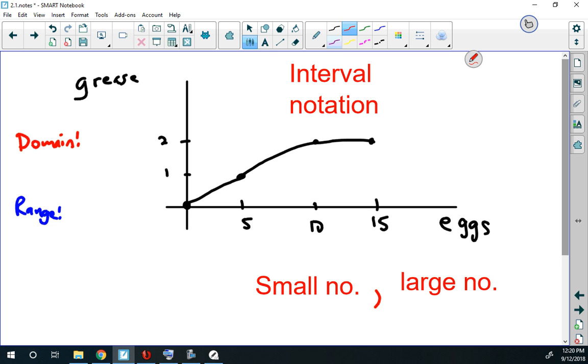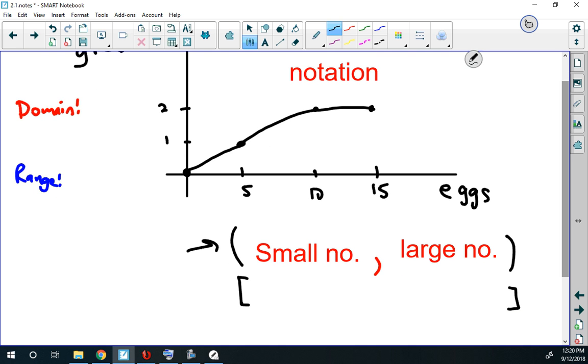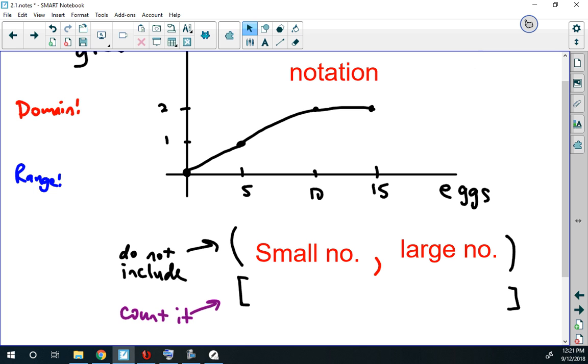And then what's really weird is when we put these things on the ends of them, we either use a parenthesis or a bracket. A parenthesis means do not include. A parenthesis means that number is like a boundary, but we're not actually going to include that number. Whereas the bracket means, you know what, we'll count it. Include it.